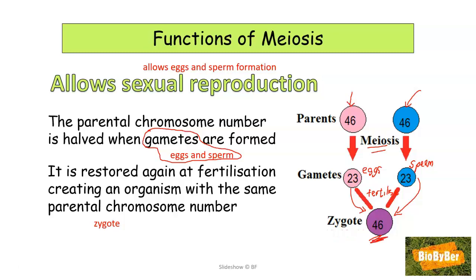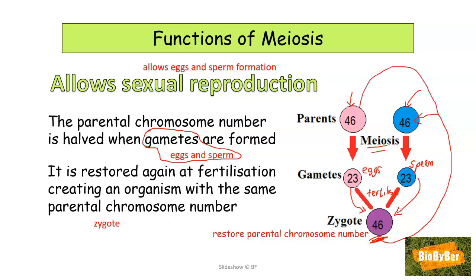And you should be able to see that this zygote, this single cell, has 46 chromosomes, exactly the same as the parental cells. And all this zygote has to do now is grow by mitosis to recreate a new organism with the same chromosome number. So this concept is a very important function of meiosis. It allows sexual reproduction and the creation of an organism with the same chromosome number.